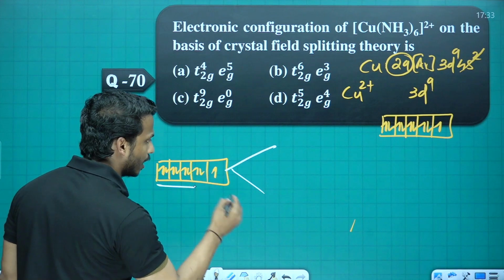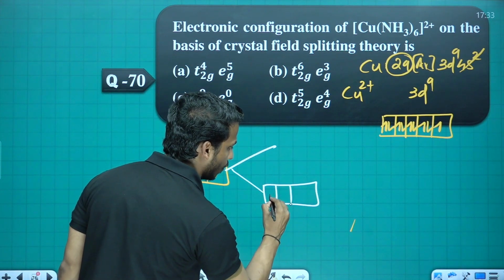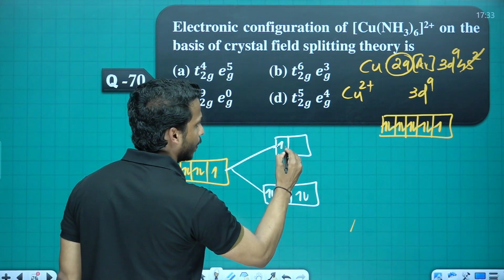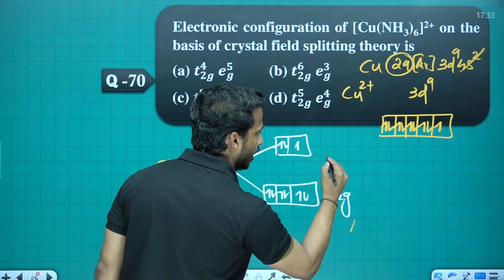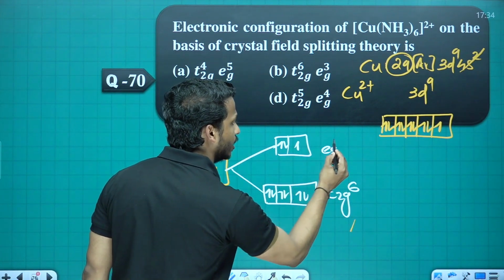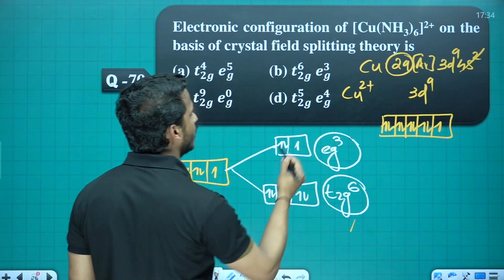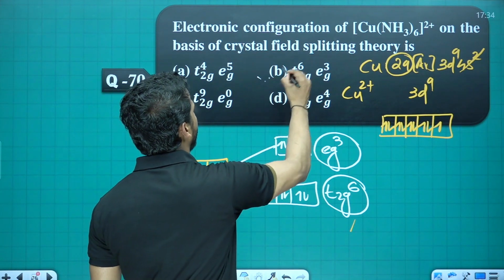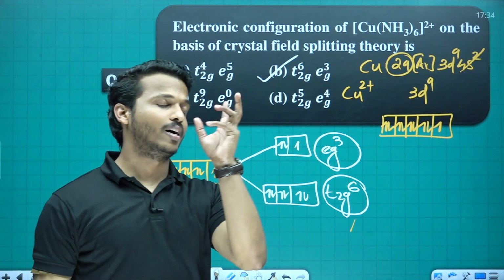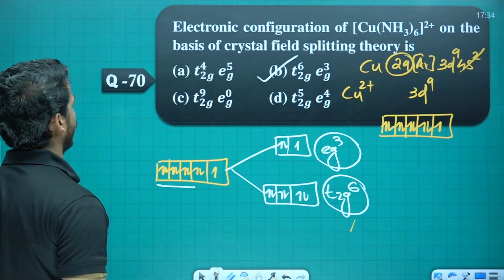First 3 orbitals go down. Last 2 orbitals go up. This is called T2G and this is called EG. How many electrons in T2G? 6 electrons. EG only 3 electrons. T2G 6, EG 3. Option B can be suggested. This is the crystal field theory related question.